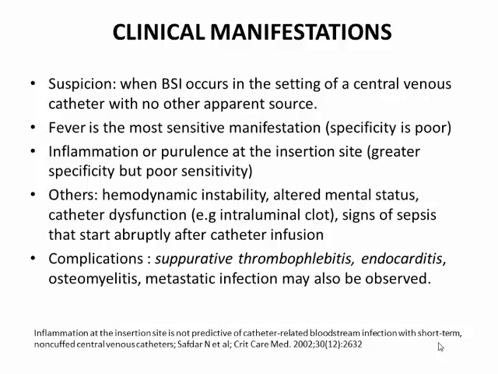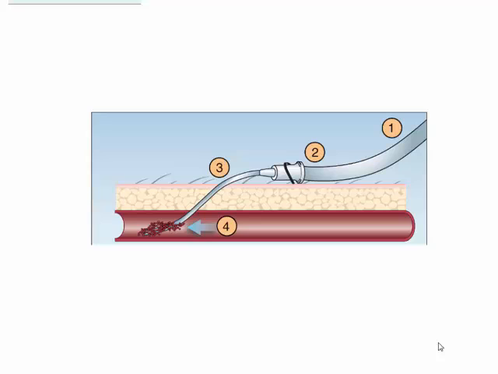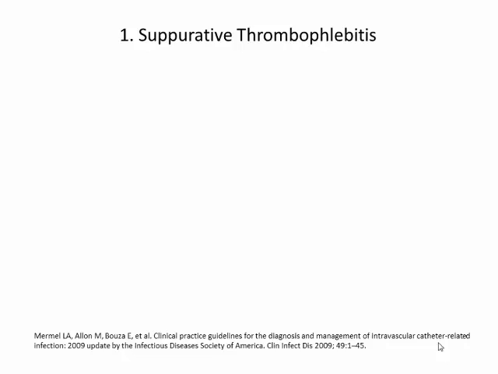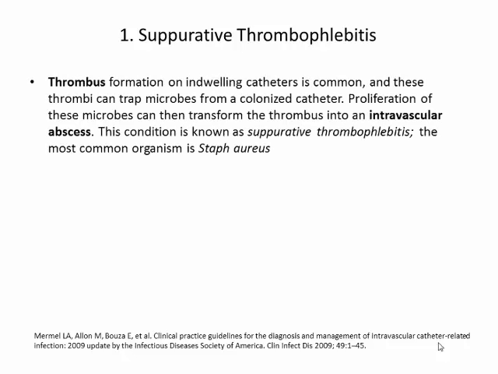I'll run through two of those complications in the next slides. So, if you remember, these are the 4 major sources. And if you see number 4, that's how a thrombus can form at the edge of a catheter tip, leading to suppurative thrombophlebitis.